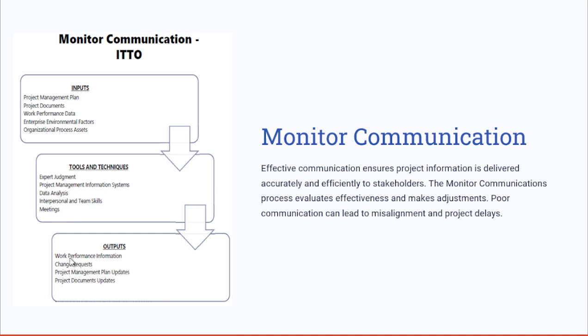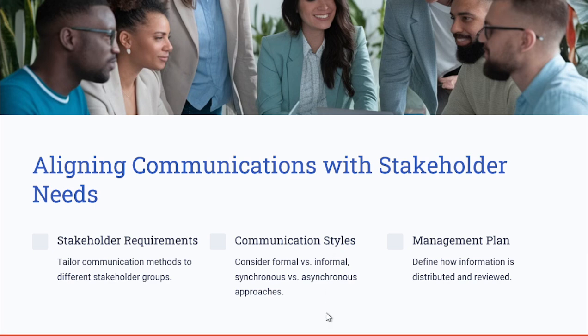So outputs here include the work performance information, the change request in case that you need to tailor or change any of these communication preferences to any of these stakeholders, project management plan updates in case that you need to do one of these updates on the project communication plan, and project document updates.